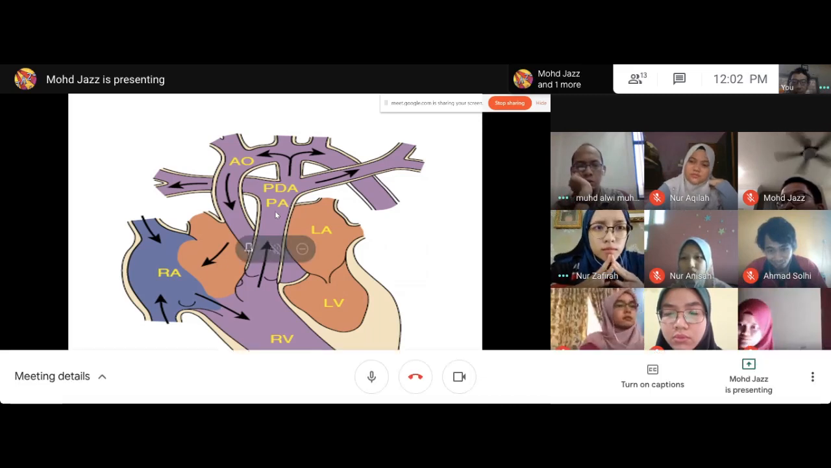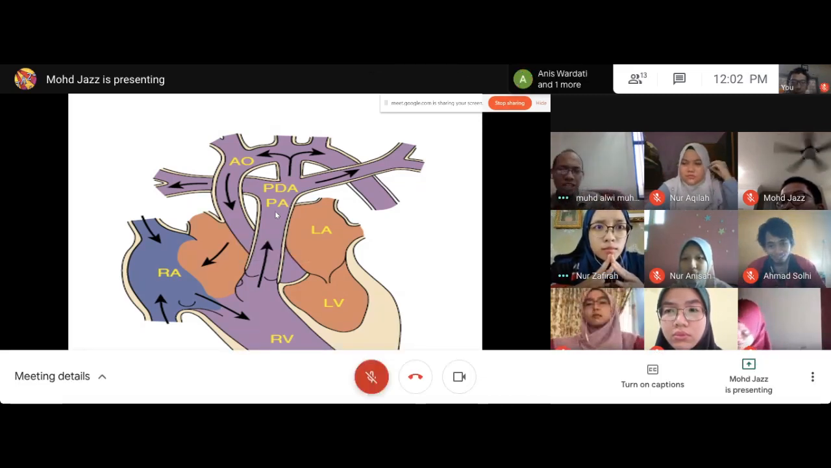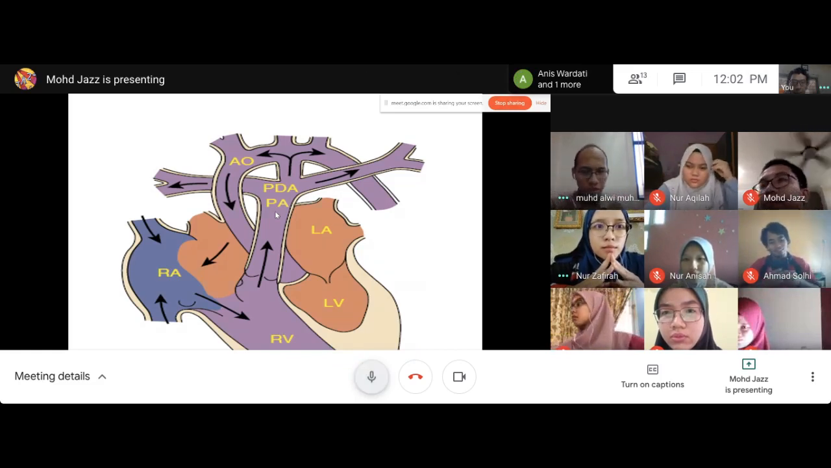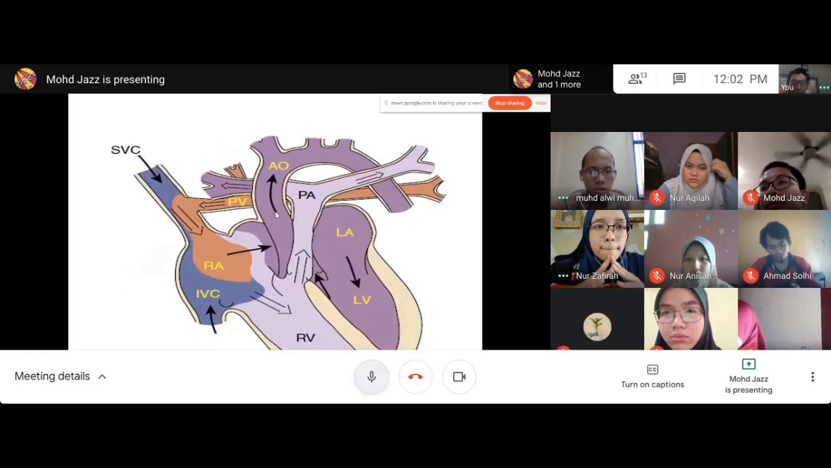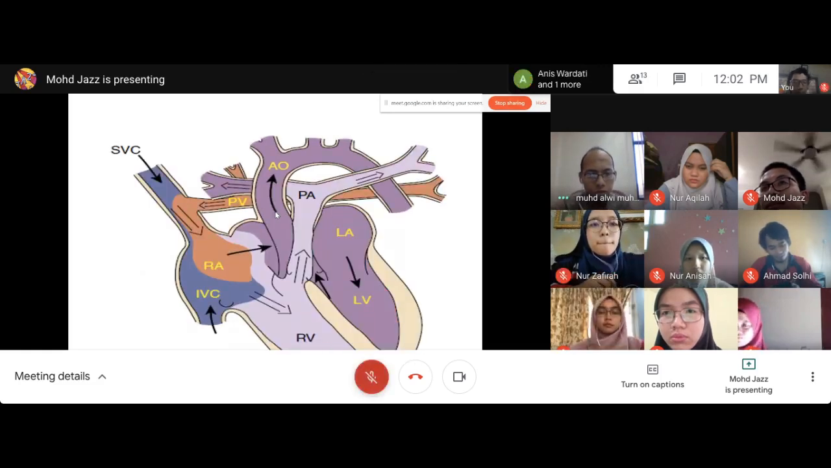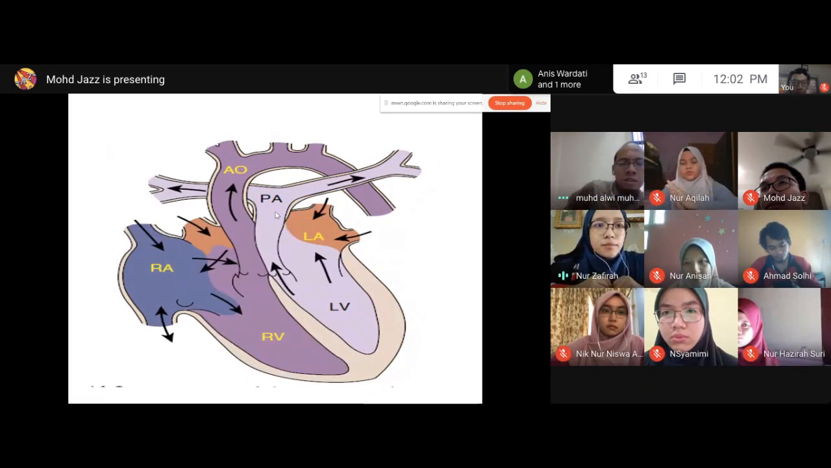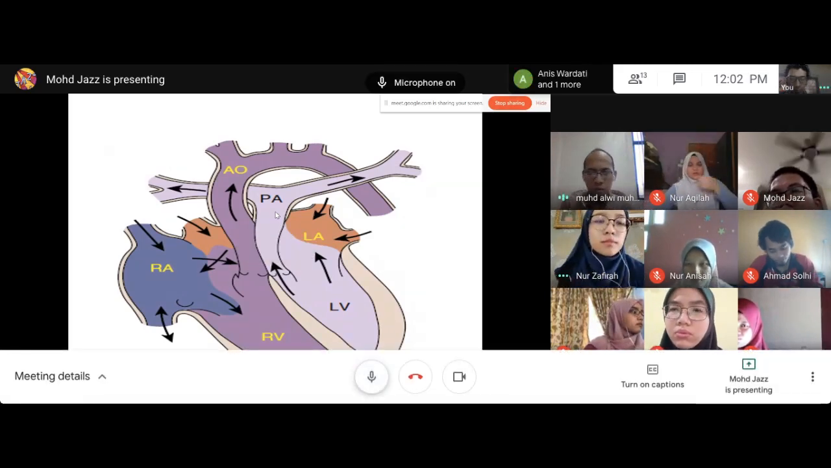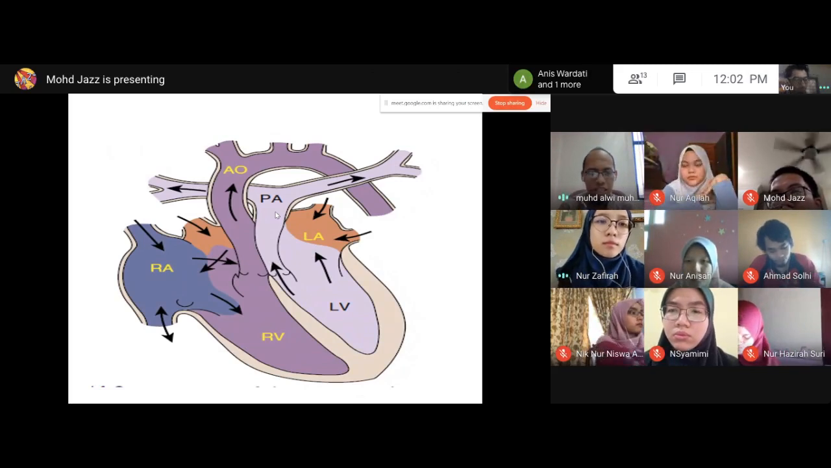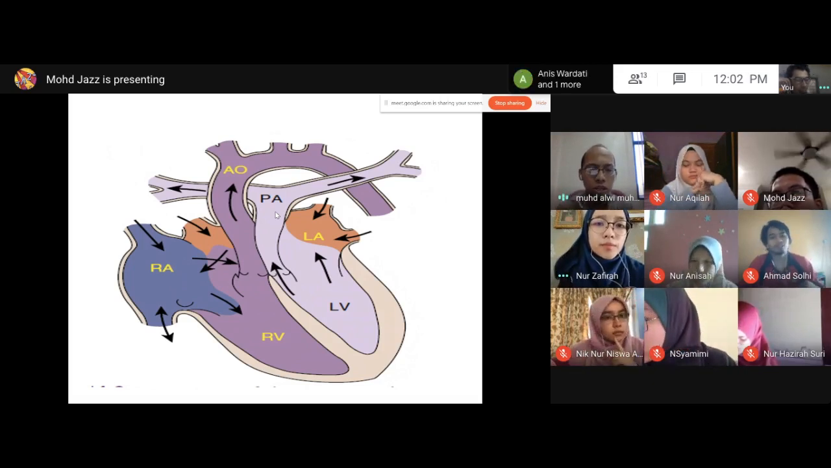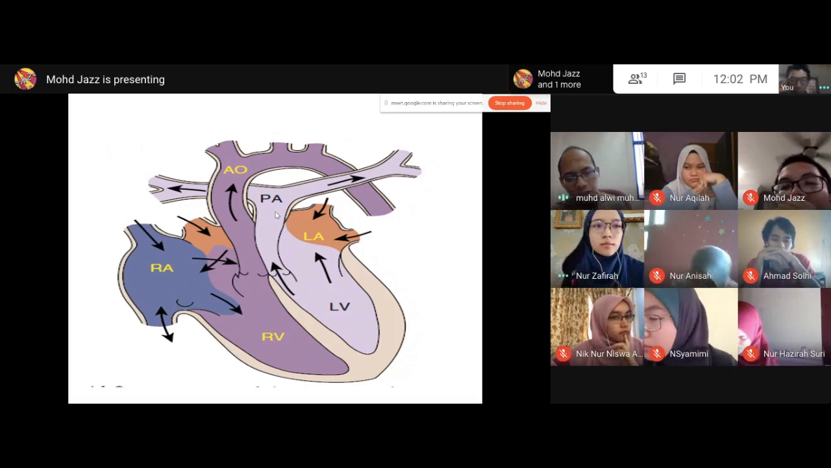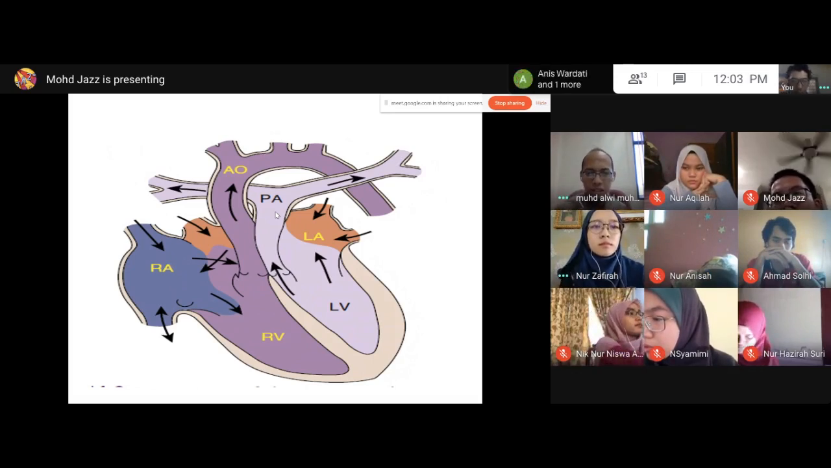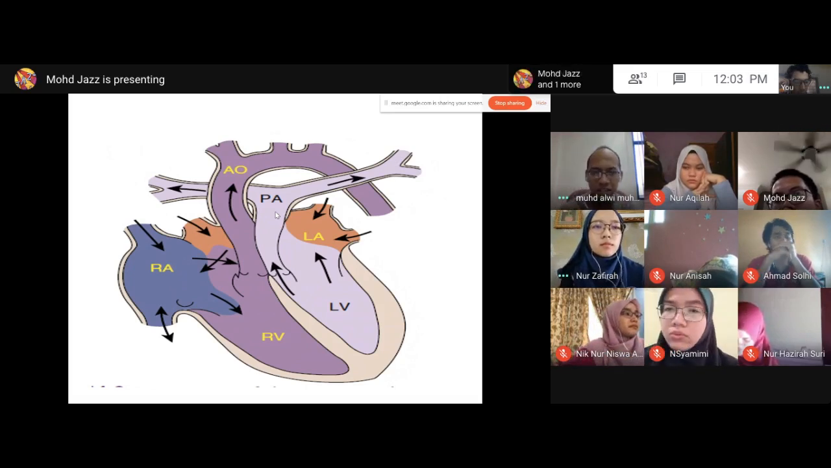That's quite difficult. Can you show us the image of TGA? Okay, look at TGA. First we have to understand, there are two types, as you mentioned correctly, D and L TGA. L TGA we now call congenitally corrected TGA. In TGA, the right ventricle is supplying the aorta and the left ventricle is supplying the pulmonary artery. This is D TGA, the original TGA.